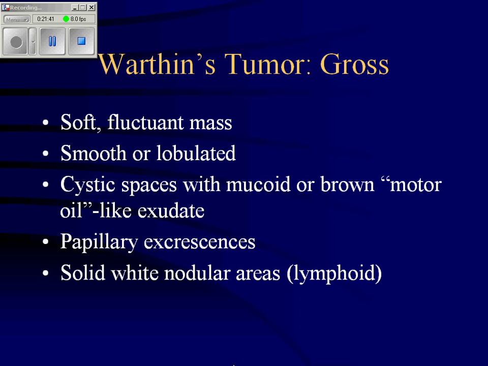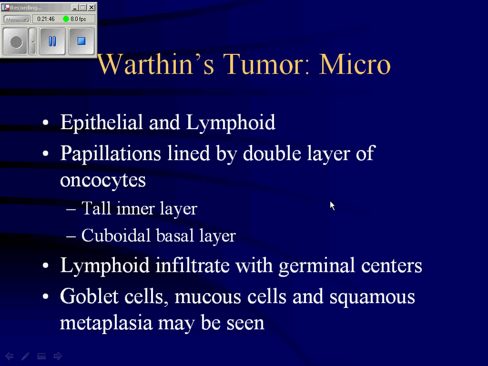So, like I said, papillary, look to it, and then you've got those lymphoid areas. So it's composed of epithelial cells and the lymphoid cells. The papillations are a double layer of oncocytes. The inner layer is taller than the basal layer, no surprise there. The lymphoid infiltrate can have germinal centers in it. You can see goblet cells, mucus cells, and squamous metaplasia, although they aren't usually a predominant part of the tumor. That's just to let you know that just because you see a couple of squamous cells or goblet cells, it doesn't rule this out. That's what they're trying to tell you.